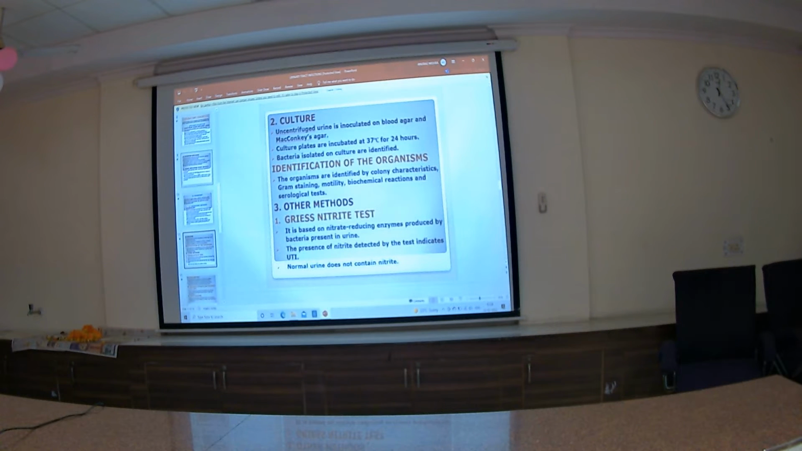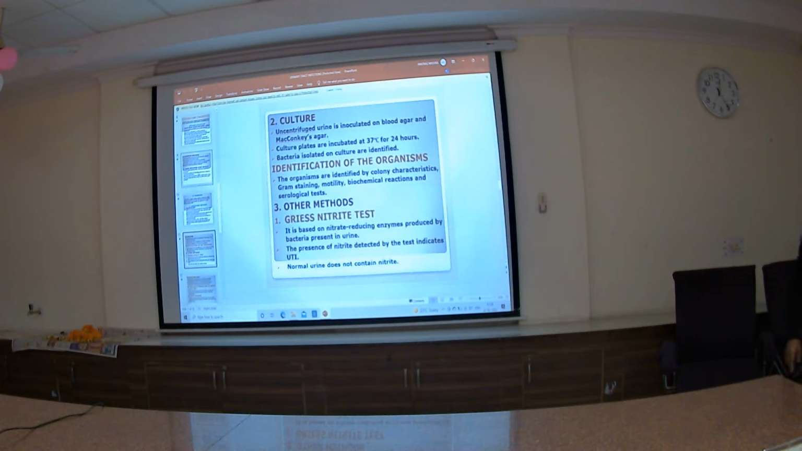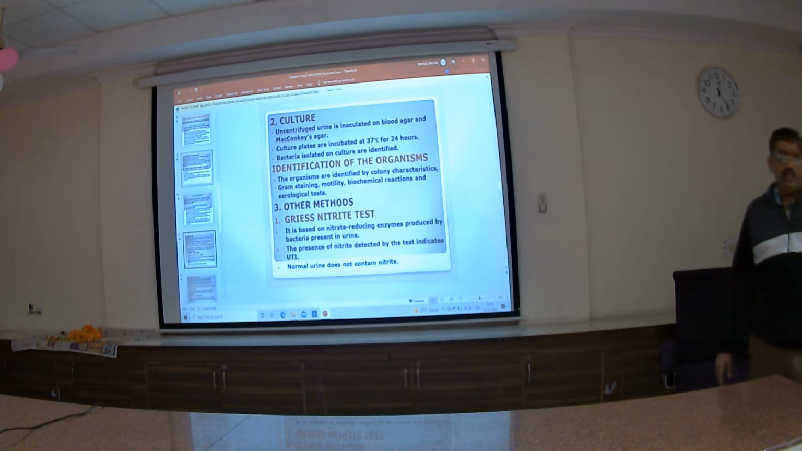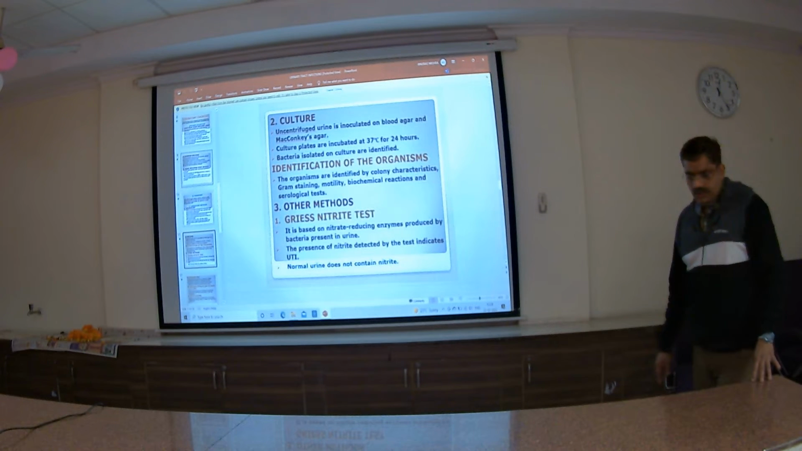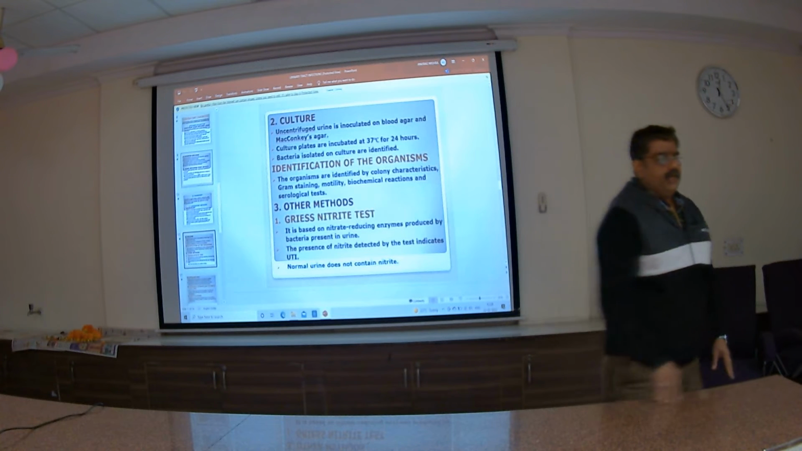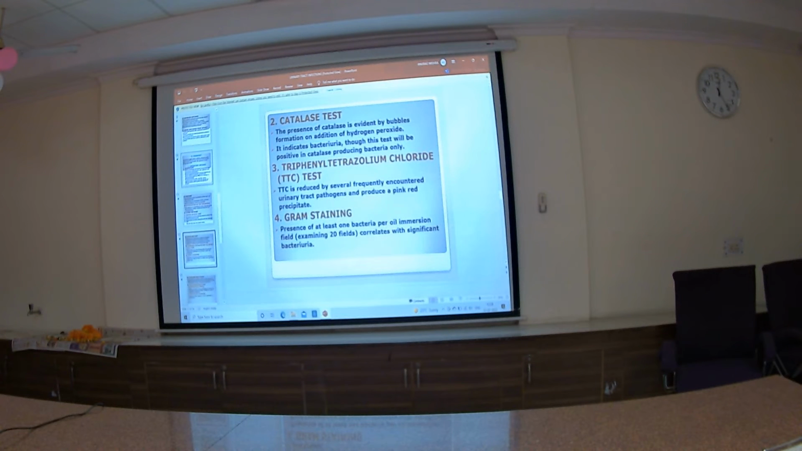Like Griess nitrite test. This is based on nitrate reducing enzymes produced by bacteria present in urine. If nitrite is detected in urine, it indicates UTI. Normal urine does not contain nitrite.